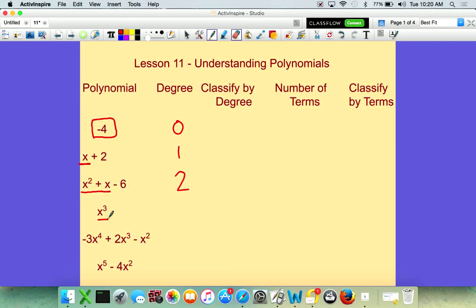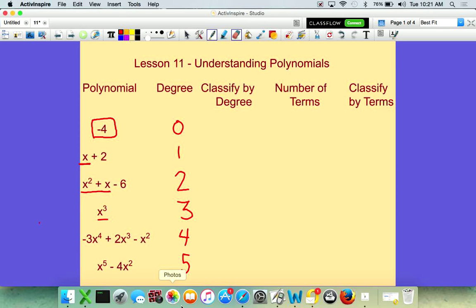Our next one, it's all by itself. That's a degree of 3. For our next one down there, we have 3 different terms. They all have x's in it. We're just looking for the highest exponent, so that would be a 4. For our bottom one, we have an x to the 5th and an x squared, just looking for the highest one again, so that would be a 5.